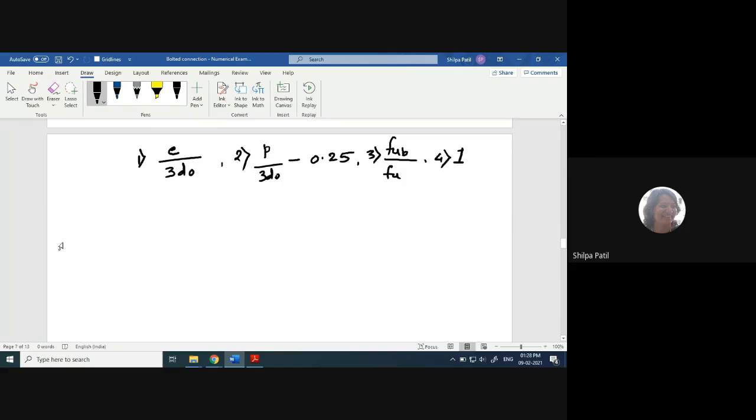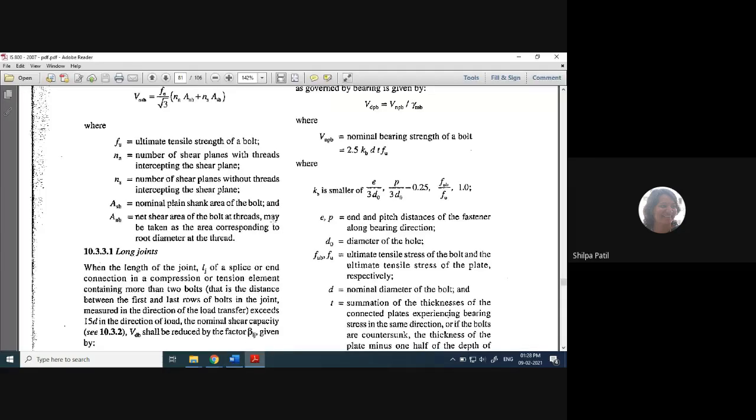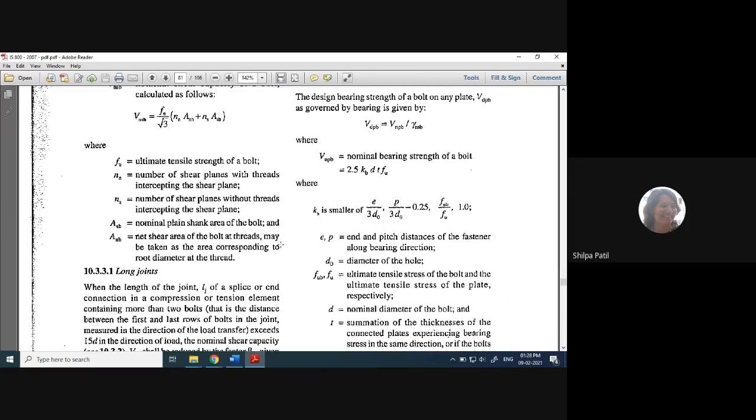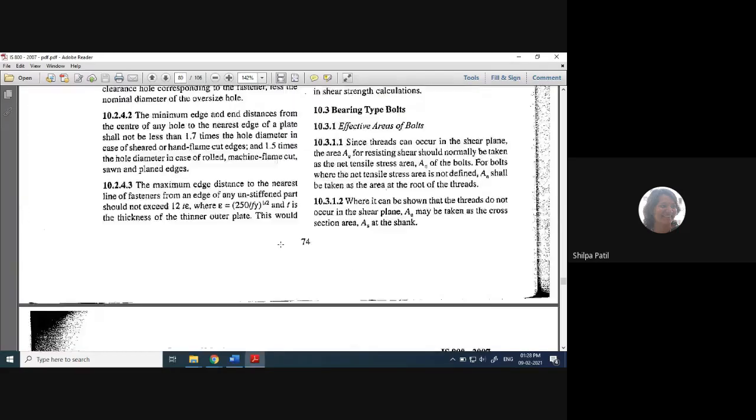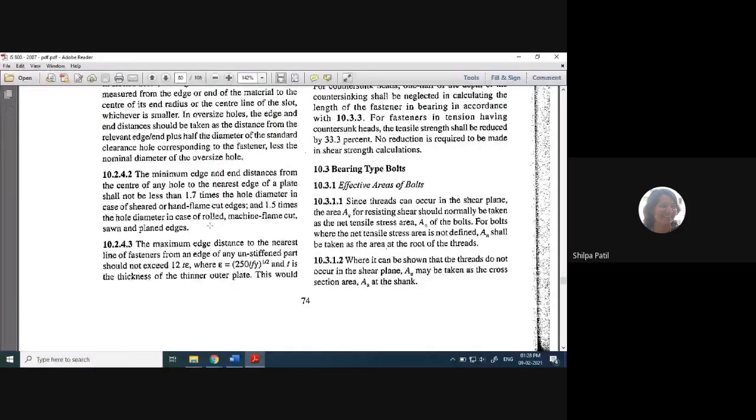Let us find e now. What is the description of e given in the code? I will open the code now. E and p values are given here. E is the end distance and p is the pitch distance of the fastener along the bearing direction. So what are the criteria for calculation of end distance? It is given in clause 10.2.4.2. So what is the minimum end distance?